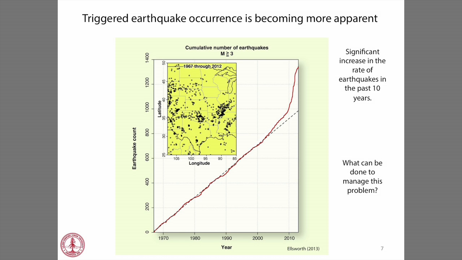So Rick also showed a figure very similar to this one. What you see on the x-axis is year, and on the y-axis is the cumulative number of earthquakes of magnitude 3 and greater. This plot was made by Bill Ellsworth at the USGS, the Geological Survey for the US. And what you can see is that starting about 2001, and especially in about 2009, the number of magnitude 3 and greater earthquakes in the mid-continent really took off.